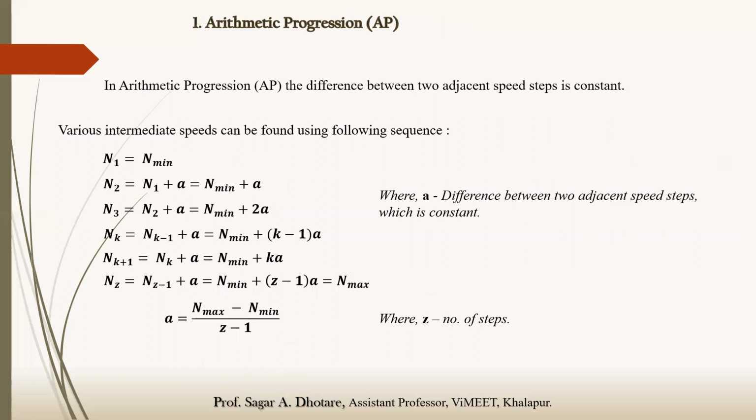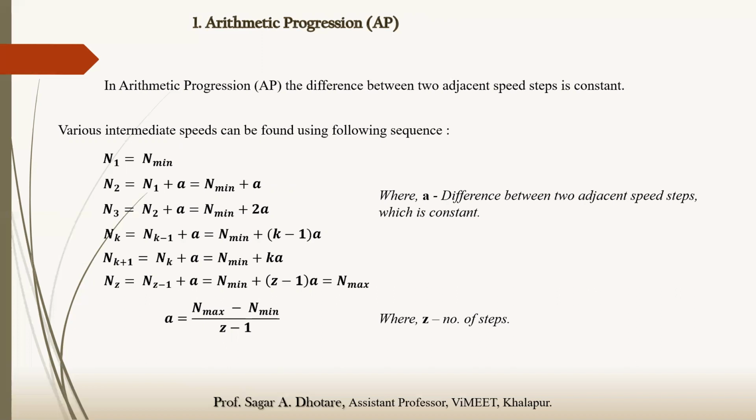We will discuss each law with a simple example. So let's start with the arithmetic progression law. In arithmetic progression, the difference between any two successive spindle speeds is constant. That is the main rule of the progression.